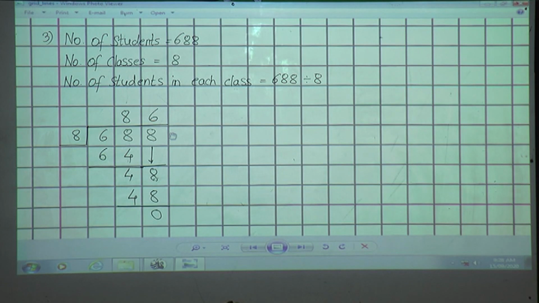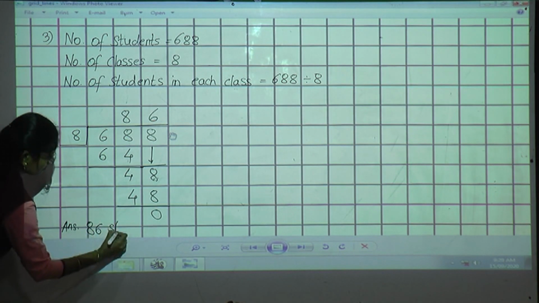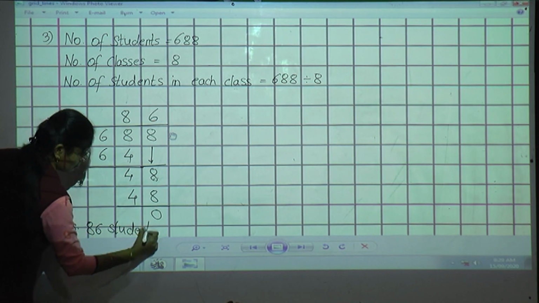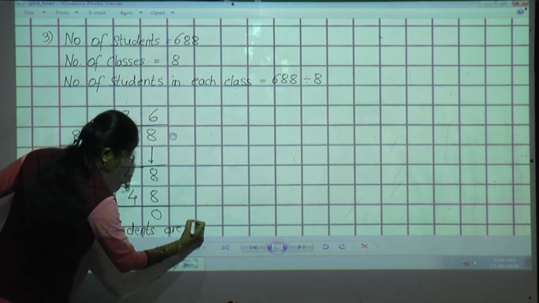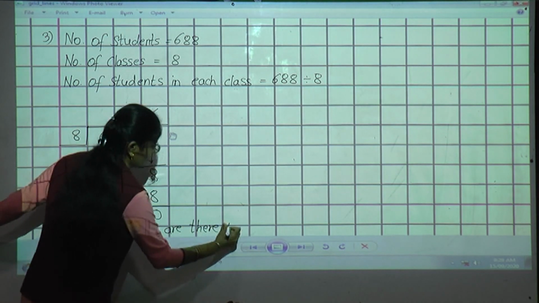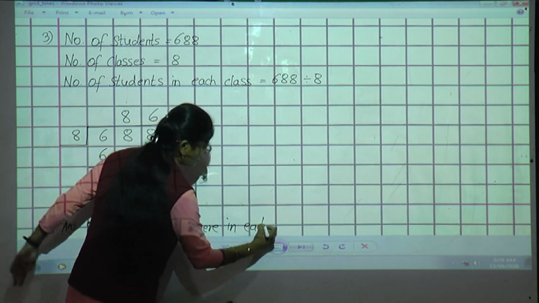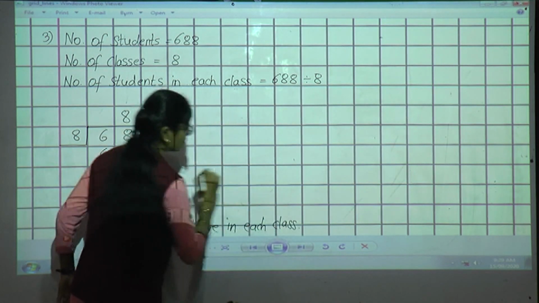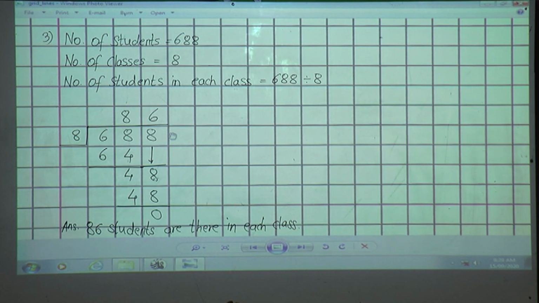So what is the answer? 86. So how will you write the answer here? Yes. Number of students in each class, 86. So write here 86 students are there in each class. Okay, in this way you can solve this third example. Clear? Understood? Okay.